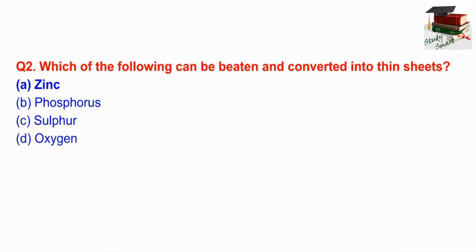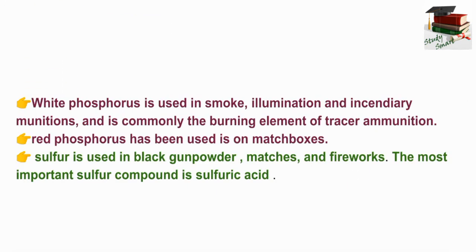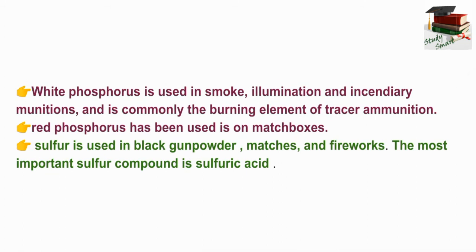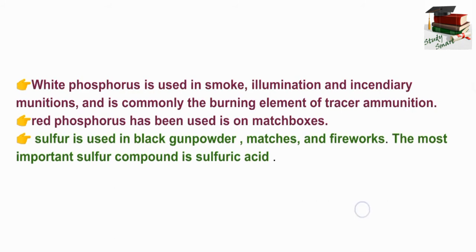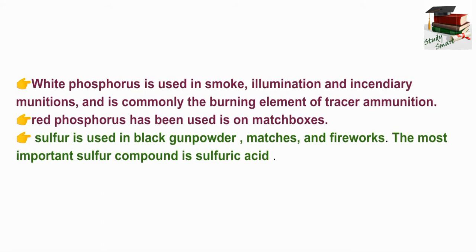Now see uses of phosphorus. White phosphorus is used in smoke, illumination and is commonly the burning element of tracer ammunition. Red phosphorus has been used in matchboxes. Now see use of sulfur. Sulfur is used in black gunpowder, matches and fireworks. The most important sulfur compound is sulfuric acid.